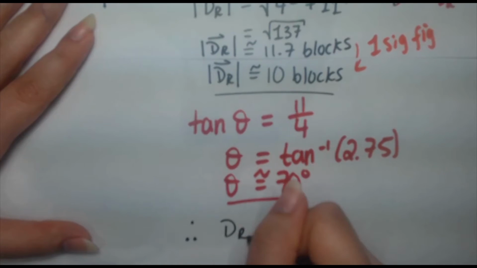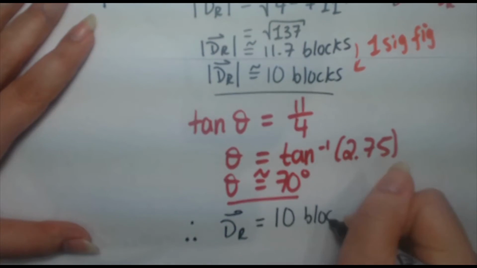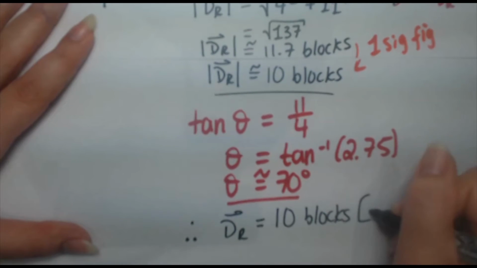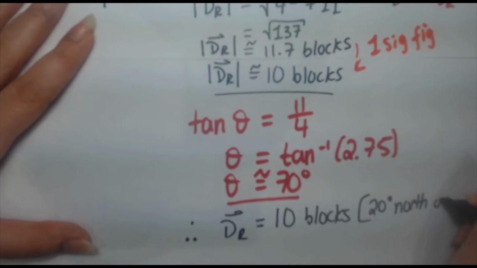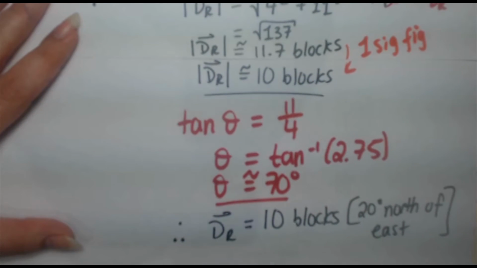Therefore, dr is equal to 10 blocks, 20 degrees north of east. Now you might be wondering, where did she get the 20 from? Remember, this is what we had. We had a 4, we had an 11, and we had our resultant here. That was our theta, right? And we found theta to be 70 degrees.